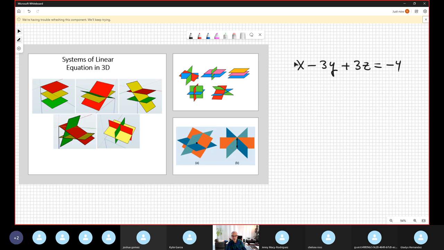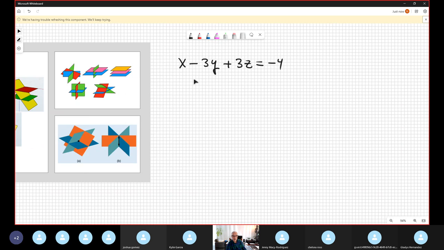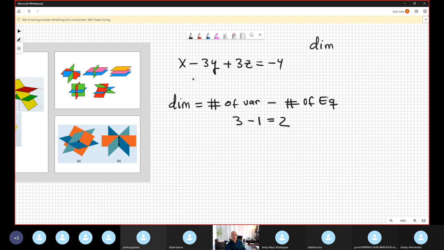So my goal is, what is the representation, professor, of this equation? Let me analyze one more time the dimension. Remember, the formula of the dimension is number of variables minus number of equations. Obviously, it's one equation, because we have only one equation. The number of variables is 3, minus 1 is 2. Okay, 3 variables, x, y, and z, one equation.